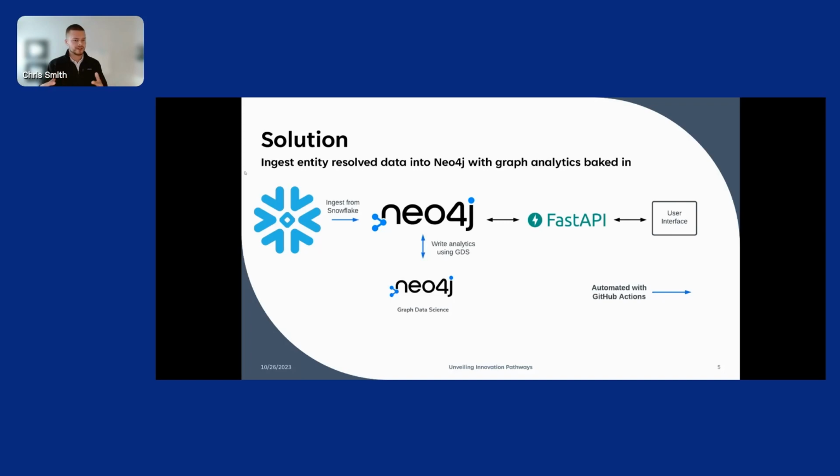Once that data is inside of Neo4j, we're going to use the out-of-box tooling that is given to us in the Neo4j Graph Data Science library to write those analytics, using the structure of the graph to provide novel insights when possible. We're going to place a FastAPI interface in front of that Neo4j database.